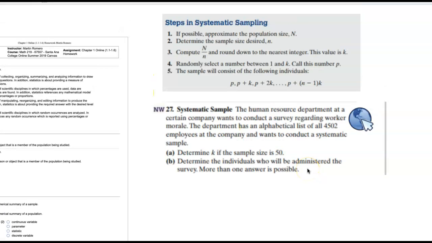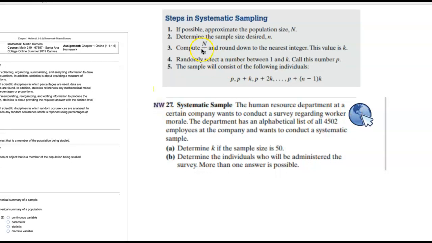Let's do a systematic sampling example. This is problem 27 from the textbook. When we look at this situation, we see that a department has an alphabetical list of 4,502 employees. That's going to be our big N in this case. And we have our steps here. So that's our population, right?